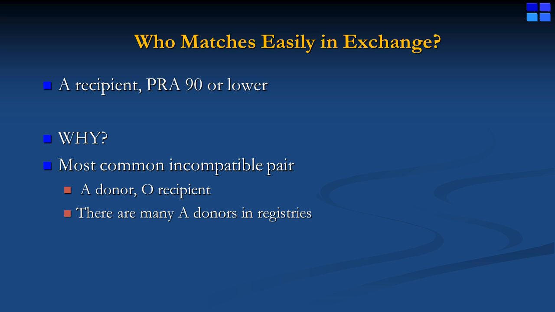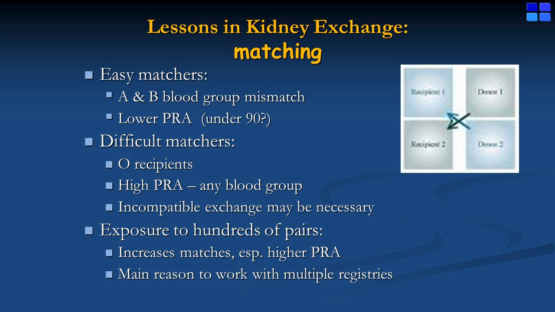So please list any A recipient. So you have an A recipient with a lower PRA, you can expect them in any registry to be matched quickly, even if they have an AB donor, because sometimes that pair will be put on the end of the chain and the AB will be given to the wait list. So just some other lessons in KPD matching is that easy matchers would be A and B. So if you have an AB, BA mismatch, you're going to find them easier to match, and a lower PRA. Typically under 90, even maybe under 95, you will be able to match them nationally.